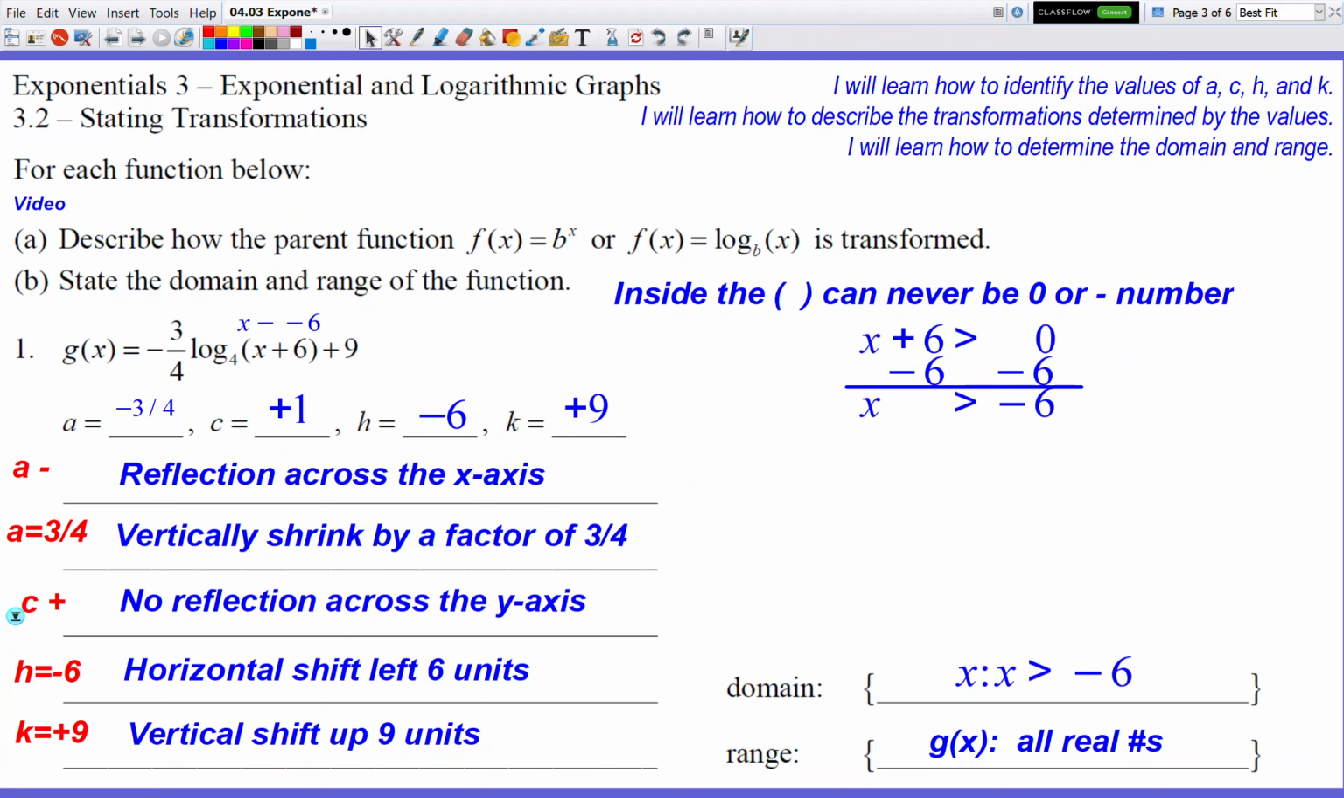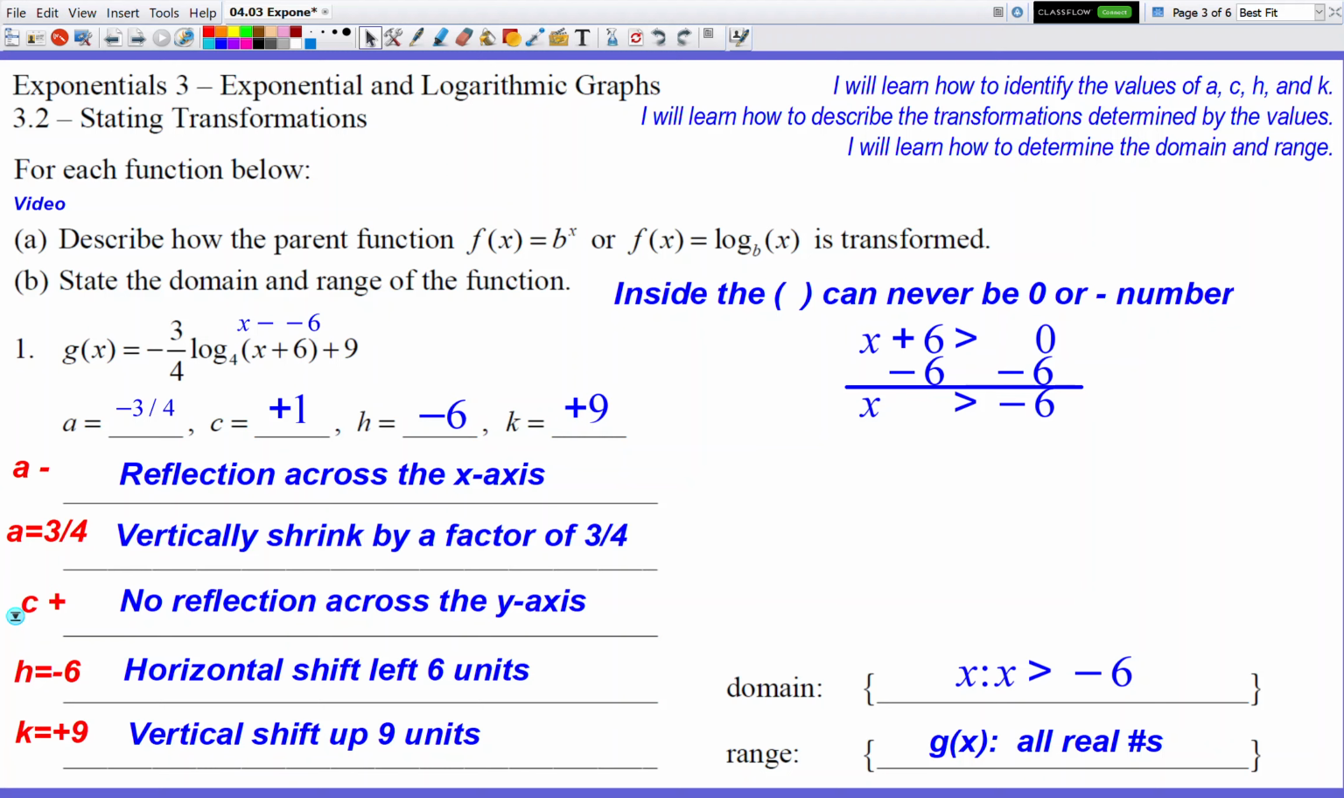Your a value is 3/4, and 3/4 is less than 1, but bigger than 0. So that's why you're going to say vertically shrink by a factor of 3/4. If your a value was 4/3, 4/3 is bigger than 1, so you would say vertically stretch. But because 3/4 is between 0 and 1, you're going to write vertically shrink.